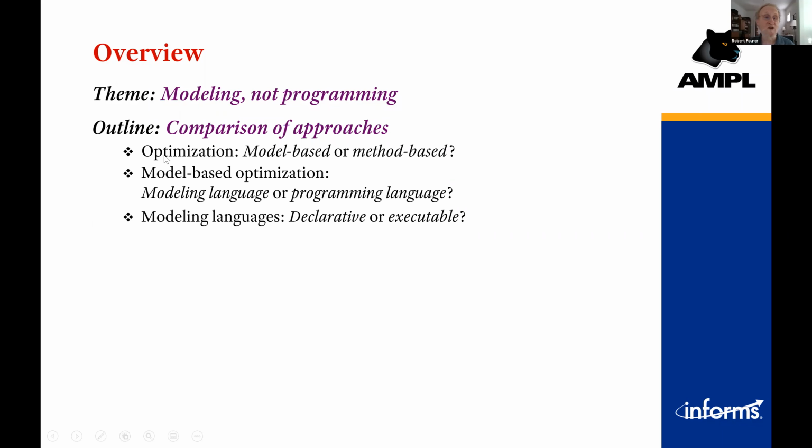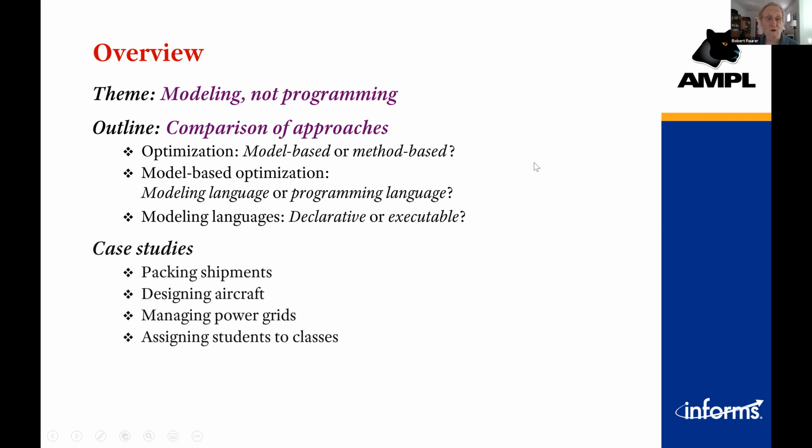So I'll first talk about 2 approaches to optimization itself, and then 2 approaches to model-based optimization, and then finally 2 approaches to the modeling languages that are used in model-based optimization. And when I'm through all of that, you'll have, I hope, a pretty good idea of the value of model-based optimization and how it's used. And then I'll conclude with 4 case studies to show what happens when people actually put this into practice.